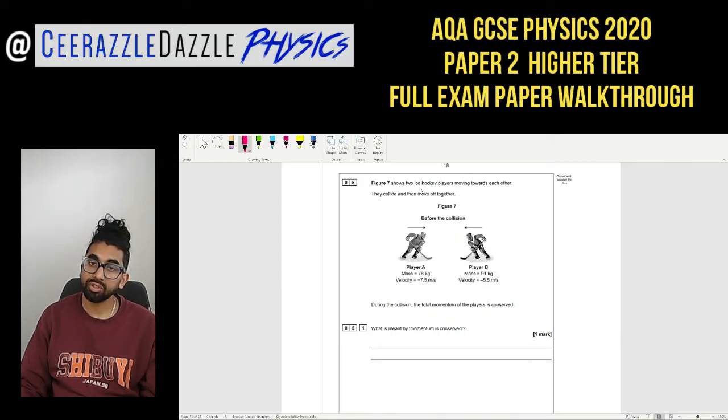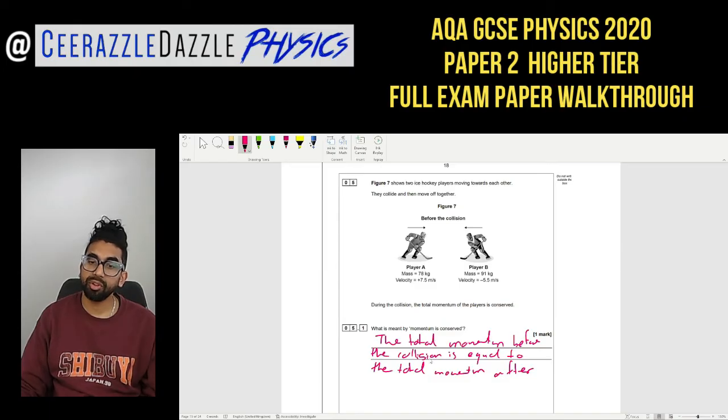5. Figure 7 shows two ice hockey players moving towards each other. They collide and then move off together. So there you go, these are going to collide. During the collision, the total momentum of the players is conserved. What is meant by momentum is conserved? What exactly does that phrase mean? It simply means that the total momentum before the collision is equal to the total momentum after the collision.